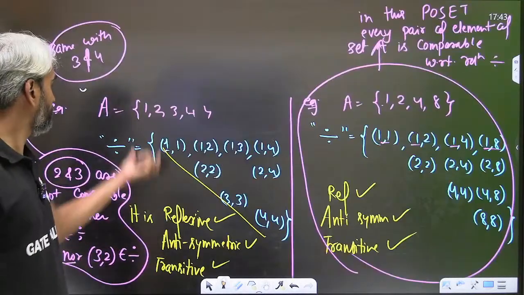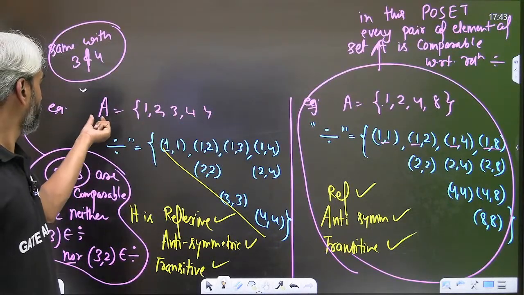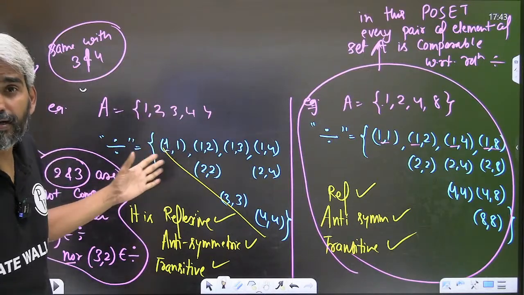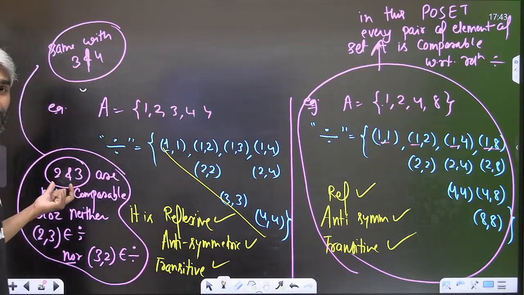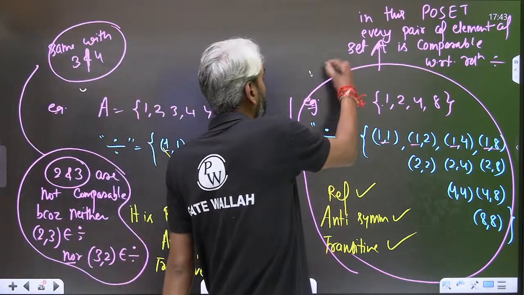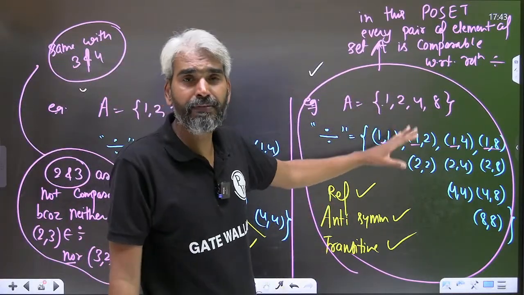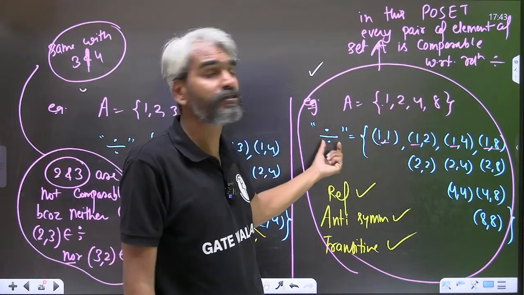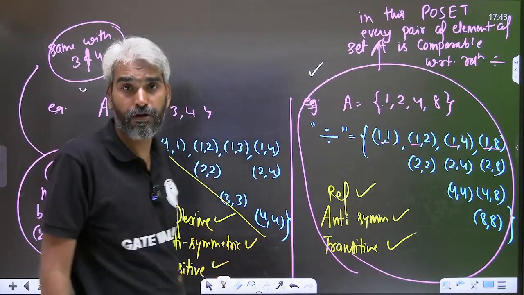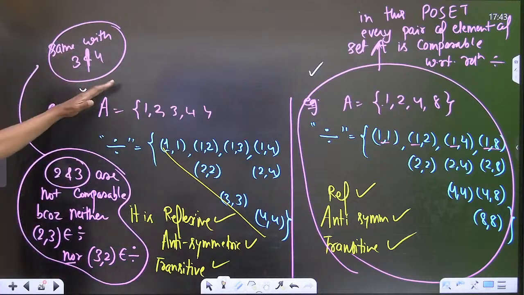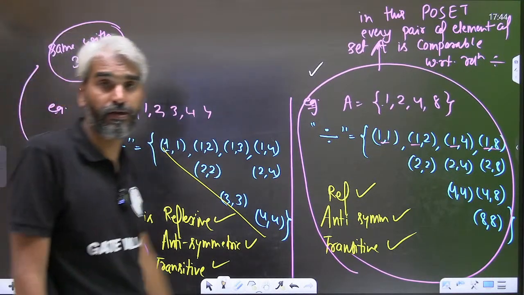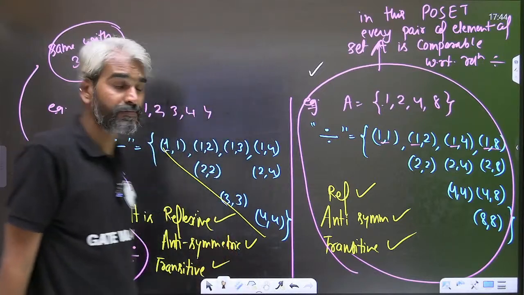So look at this. Set {1, 2, 3, 4} with respect to divide is not a total order relation because there are some pairs of elements which are not comparable. But in this example, all the pairs of elements of set A are comparable with respect to divide. Therefore, on this set A, divide is a total order relation, and on the other set A, divide is not a total order relation. Clear?